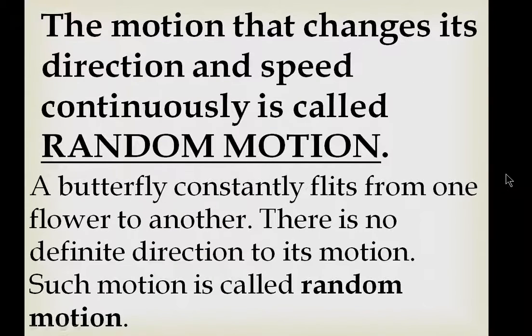Now the next one, the last type of motion, is the random motion. In this, both the direction and the speed change continuously. That means here the direction and the speed both change continuously. That is known as random motion. With the example we can see it down here.